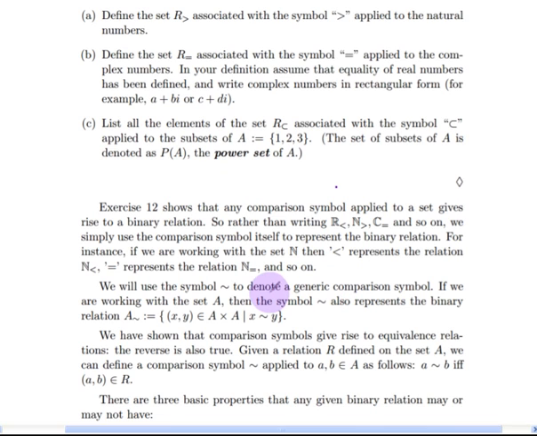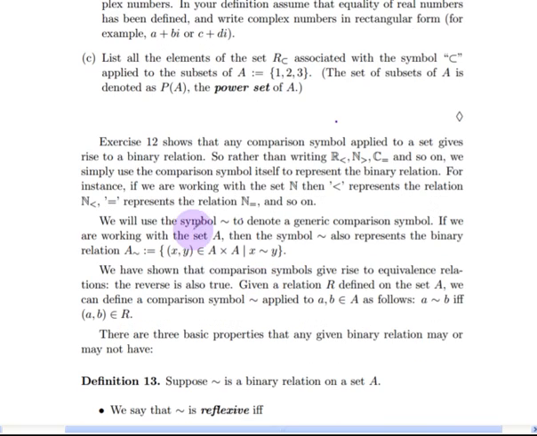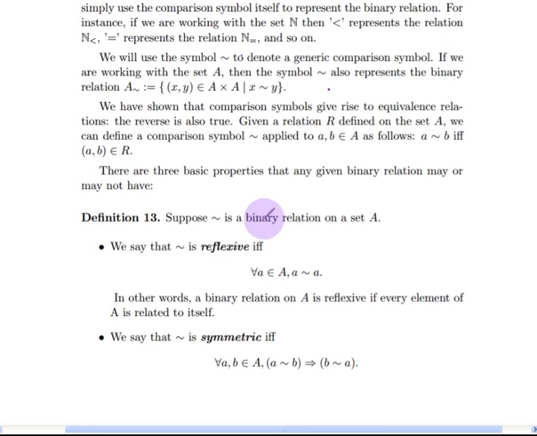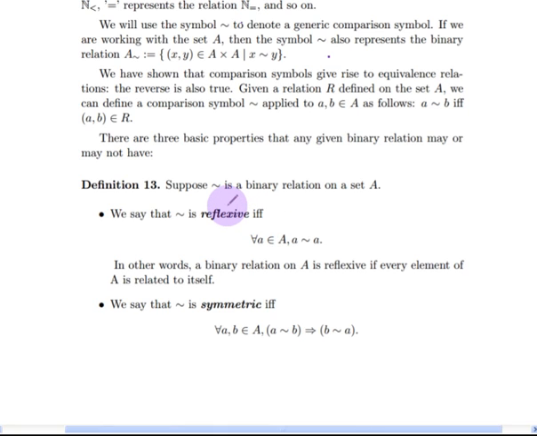Sometimes we just want to talk about a non-specific relation, and we use this symbol tilde, or some people call it twiddle. So x tilde y means that x and y are related by the specific relation we're talking about. Now let's consider some properties of relations. We're going to use this notation instead of the ordered pair notation. This is somewhat more compact and easier to use.